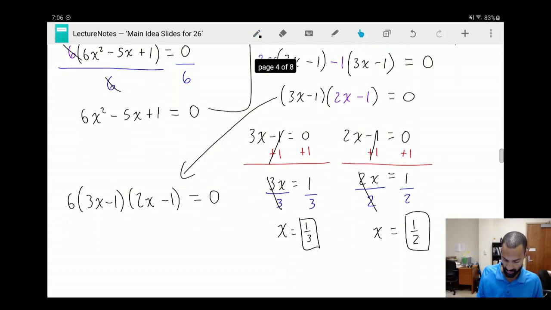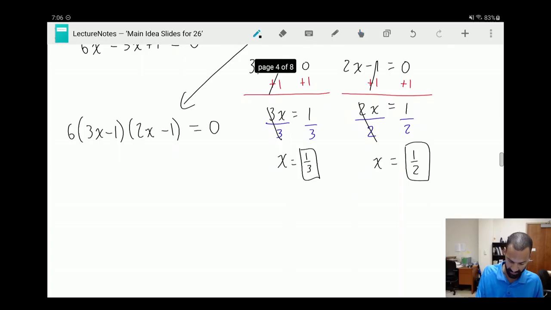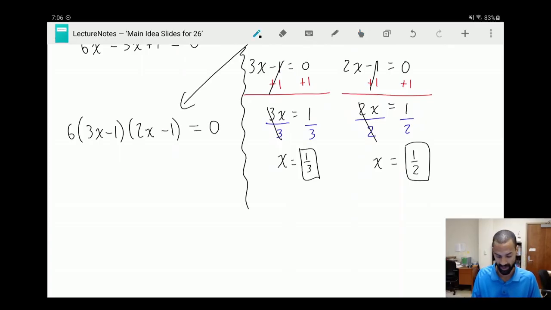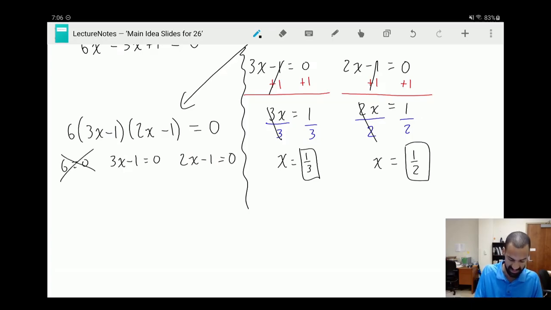And when you go to apply the zero product property, let me kind of do this to differentiate those. You would have to say 6 equals 0, 3x minus 1 equals 0, 2x minus 1 equals 0, and of course this one's nonsense, so you would ignore that one, right? So you'd still end up with the same thing. I just wanted to demonstrate that the 6 is still there if you want it to be. Okay.